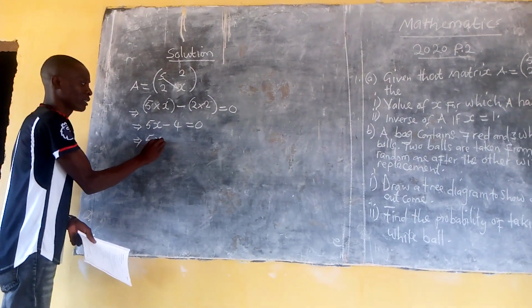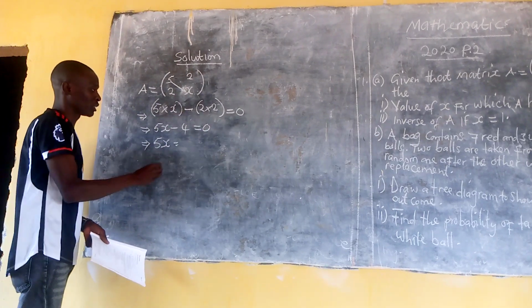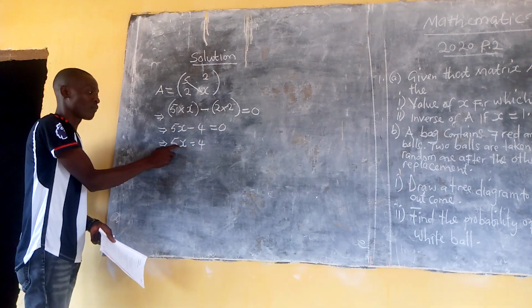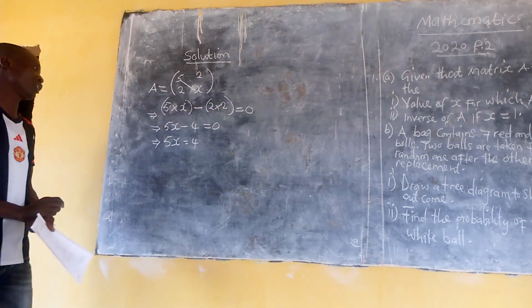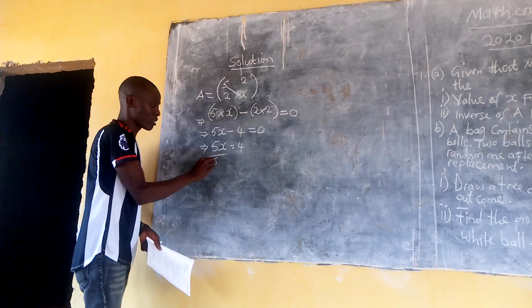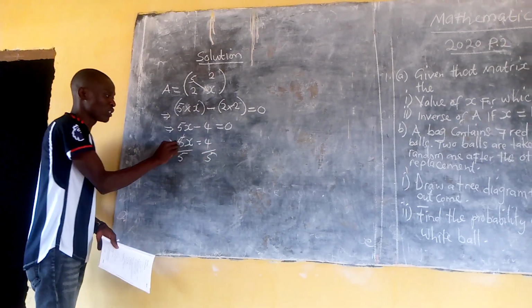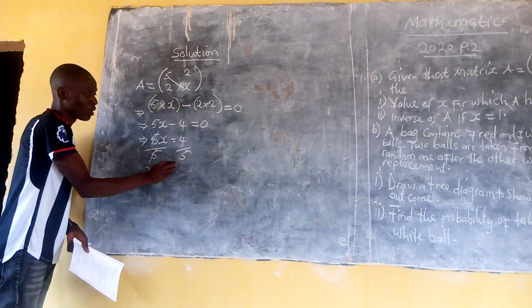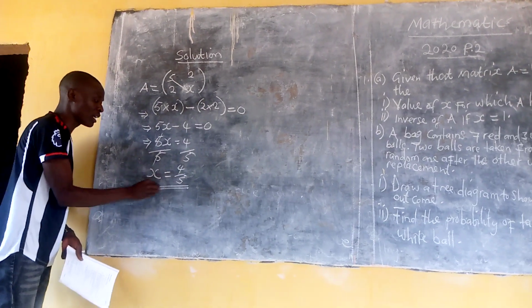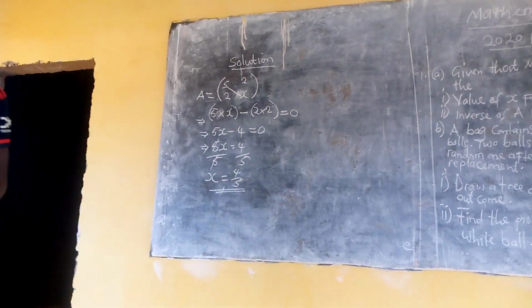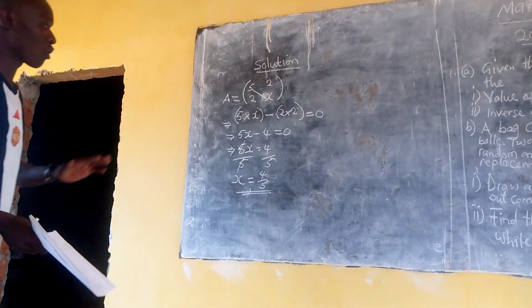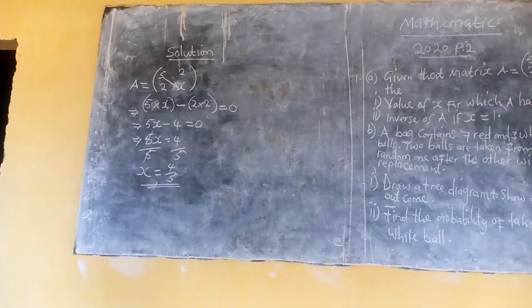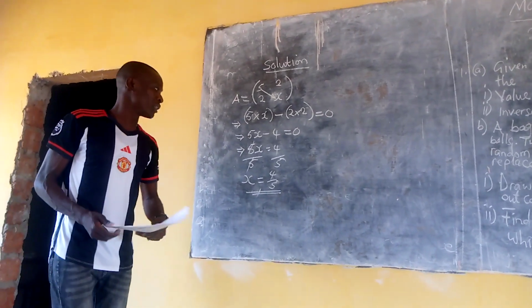So 5X equals 4, because the 4 crosses to the other side and becomes positive. Since we want the value of X and not the coefficient, we divide both sides by 5. The 5s cancel, and we remain with X equals 4 over 5. So the value of X is 4 over 5. Just answering like this, you are given 2 marks.